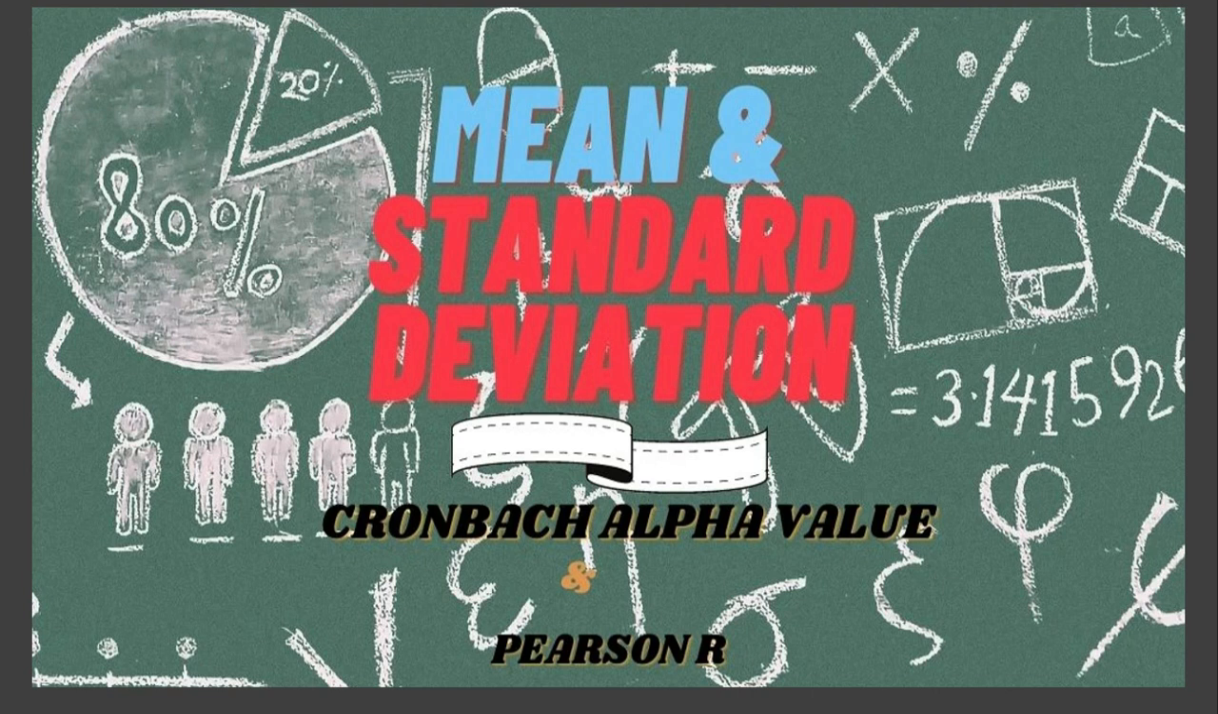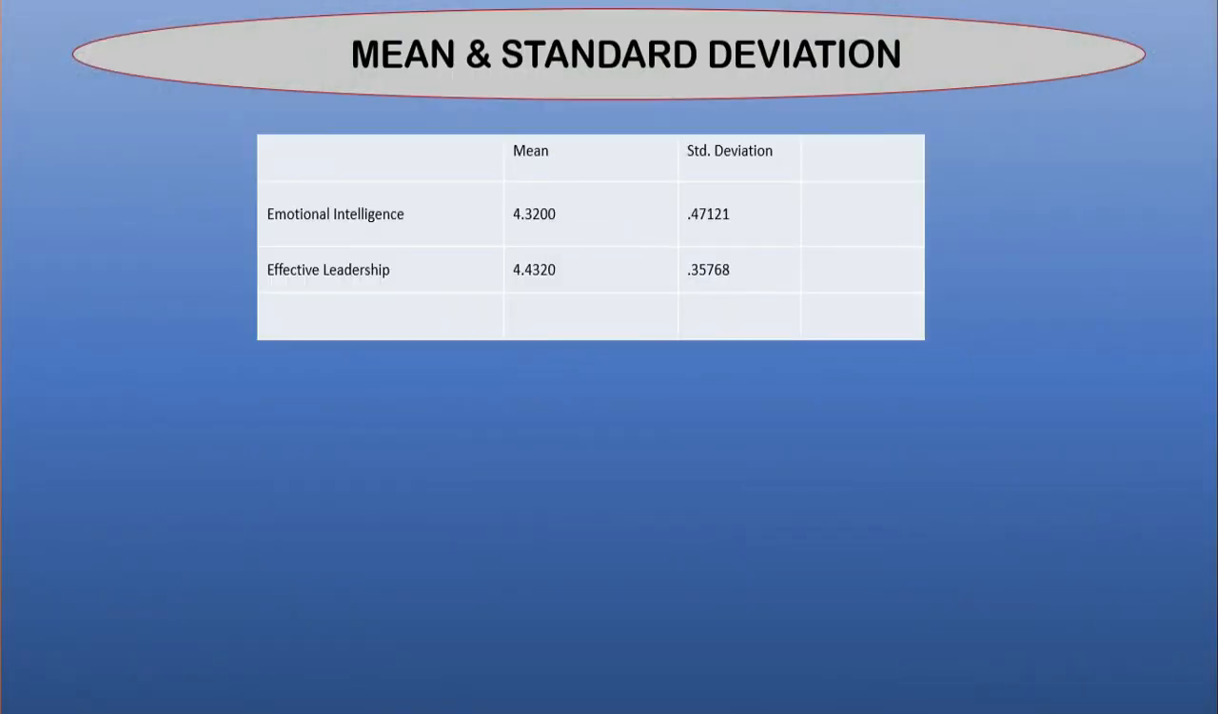This is Joel, and I will discuss the mean, standard deviation, Cronbach alpha value, and Pearson R. First is the mean and standard deviation. The mean of the variable emotional intelligence is 4.32. As for effective leadership, the mean is 4.43. Hence, the mean of the first variable is lesser than the second variable.